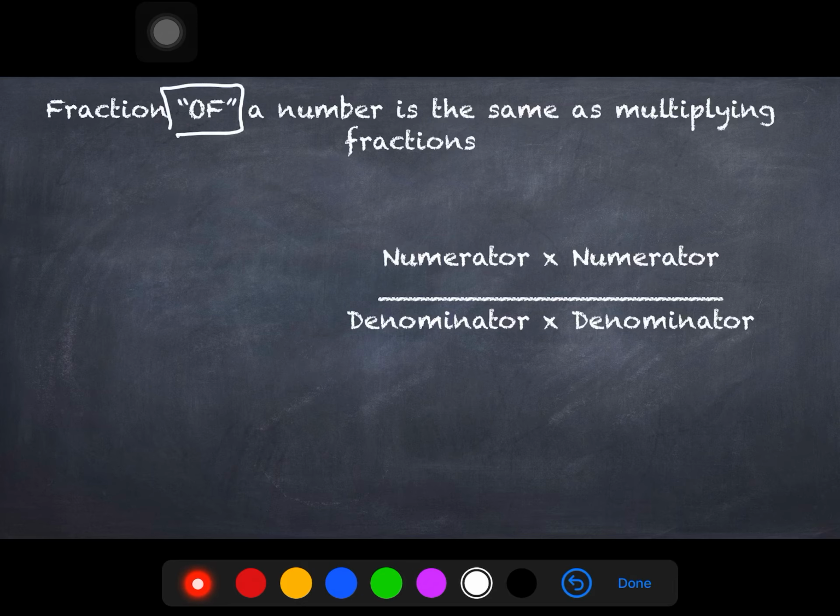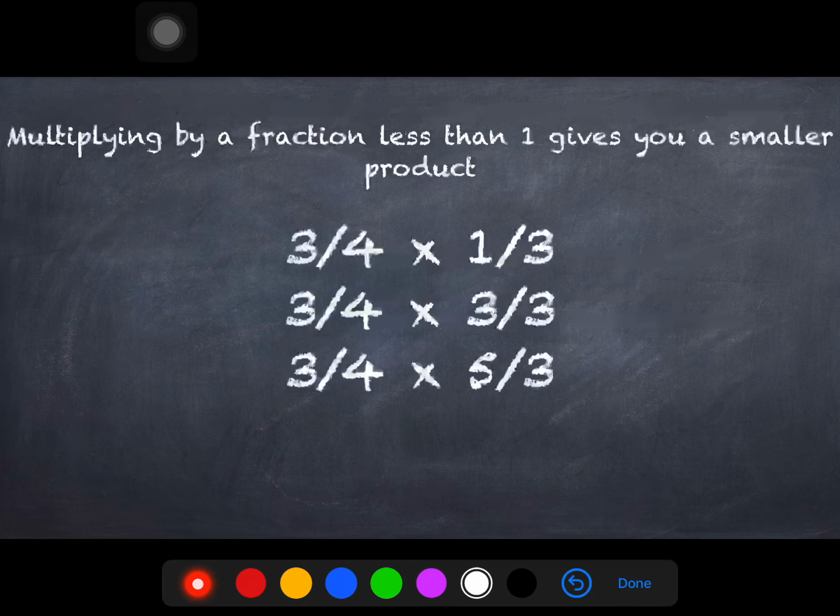If you're multiplying a fraction or finding a fraction of a number, that's multiplying, which is numerator times numerator, denominator times denominator. If you're multiplying a fraction by a fraction, the answer could have a different outcome than you may expect. So in this case, I'm using 3/4 every time. So I'm comparing how my answer is going to relate to 3/4.